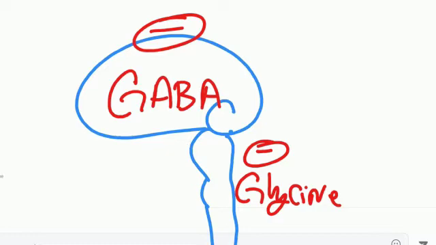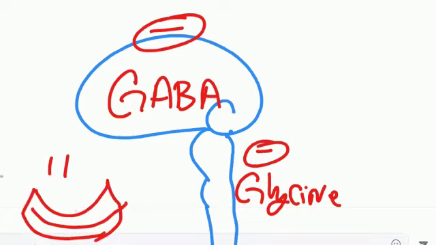Stiff, rigid. You see that? The risus sardonicus. What is that? The risus sardonicus. They look like this. Okay. You got it? Make sense? Take these notes. GABA is the main inhibitor. Glycine is the main inhibitor as well. GABA in the brain, glycine in the spinal cord.